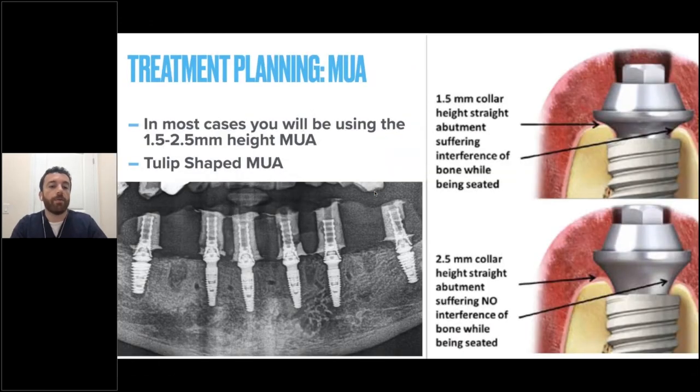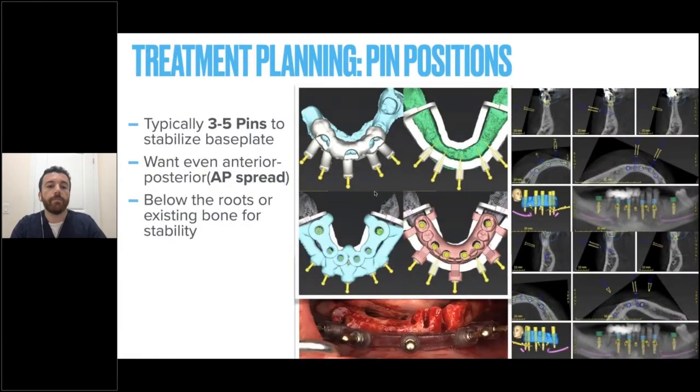And most of the time, you're going to be going with 1.5 to 2.5 millimeter height multi-unit abutments. You can see in our case here, even though you're placing your implant subcrestal, the feature of the system is that you can go subcrestal and still ensure that you have a very nice seal around the head of the implants using those components. In terms of pin positions, you're going to be aiming for 3 to 5 pins to stabilize your base plate, wanting an anterior to posterior spread that's even. And the pins are typically going to be placed below the roots or the existing bone for stability.